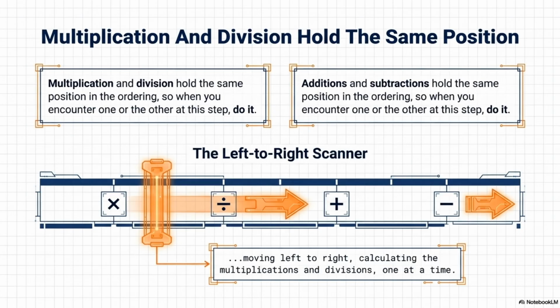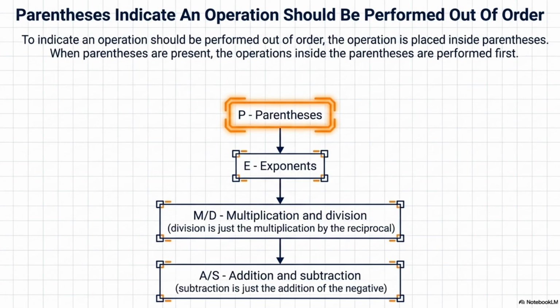Okay, so left to right is our linear default. But math isn't always linear. What if the logic requires us to force a detour? Like, say I absolutely need to add 2 numbers together before doing the multiplication. That's where I bring in the P for parentheses, which expands EMDAS into PEMDAS. Parentheses are the architectural tool used to explicitly break that standard order.